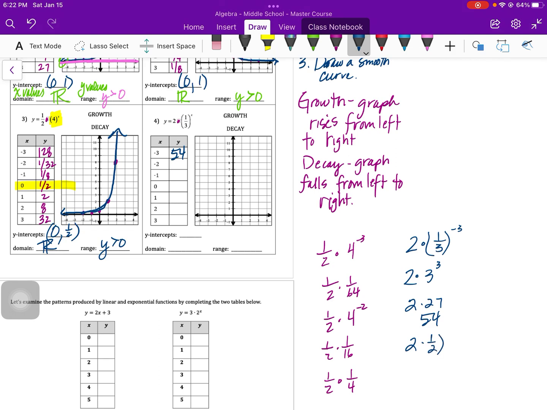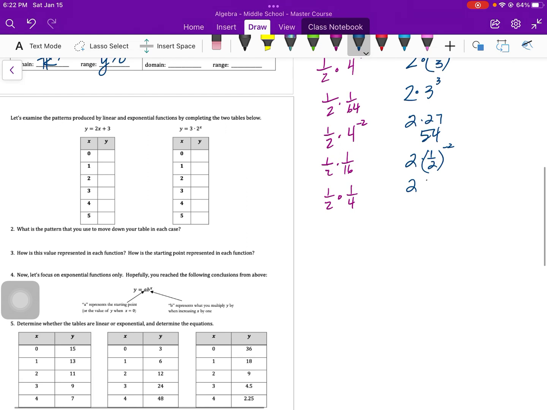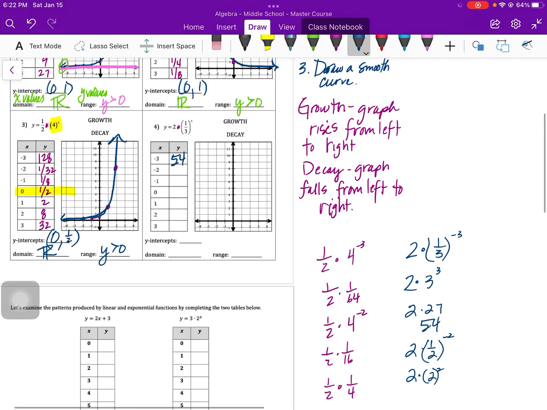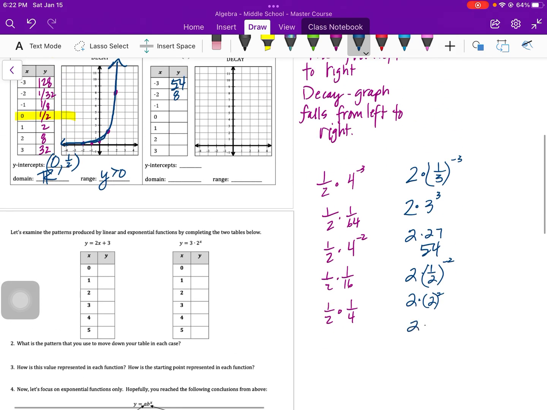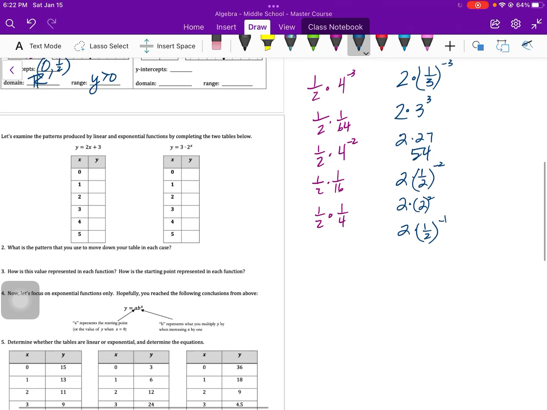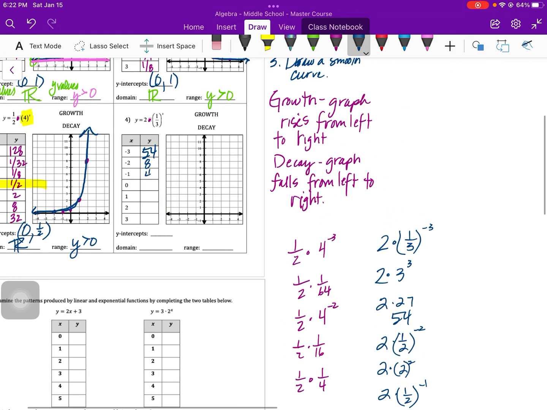times 1/2 to the negative second. We take the reciprocal of the base, and the exponent becomes positive. And then again, evaluate your exponent first. 2 squared is 4, times 2 is 8. The next one, 2 times 1/2 to the negative first becomes 2 times 2 to the first. 2 to the first is 2, times 2 is 4.